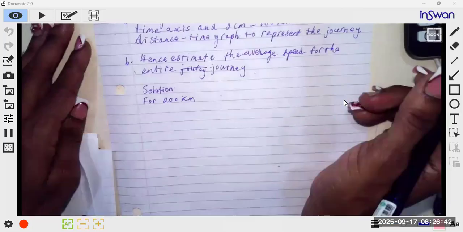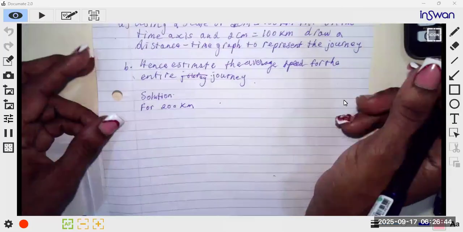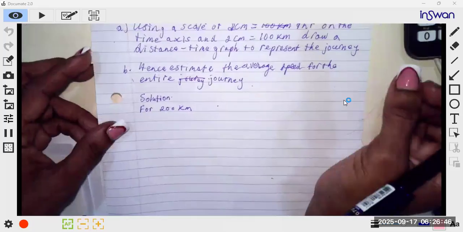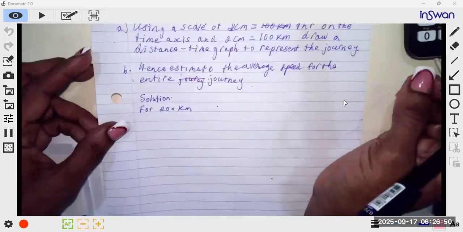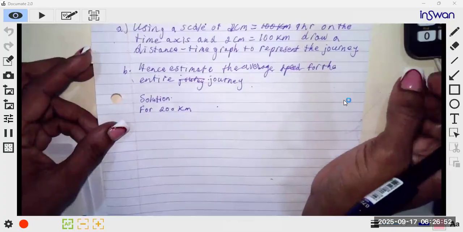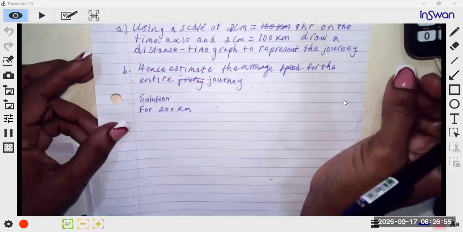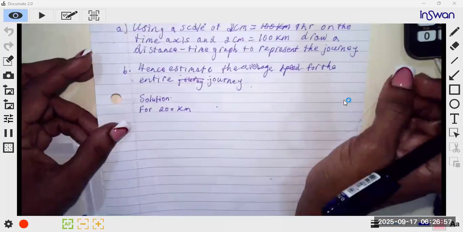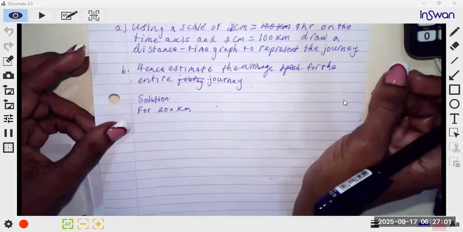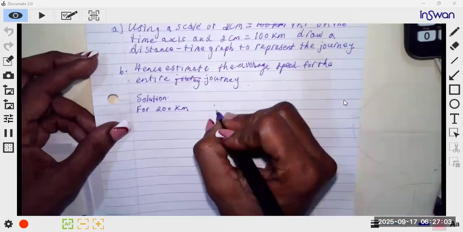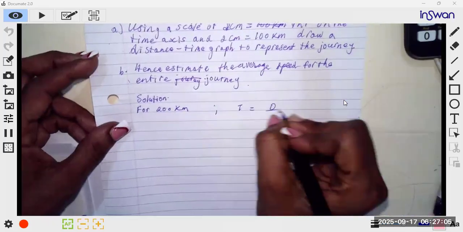Right. So a plane travels 200 kilometers at 150 kilometers per hour, 300 kilometers at 200 kilometers per hour, and 400 kilometers at 250 kilometers per hour, all at the constant speed. So for 200 kilometers, we need to find the time. The time is equal to distance divided by speed.